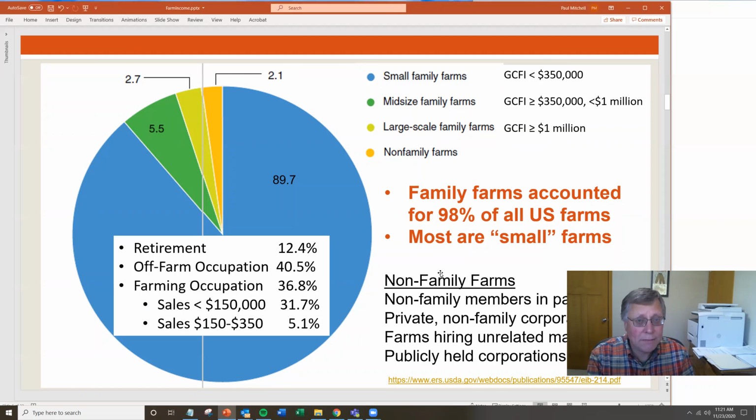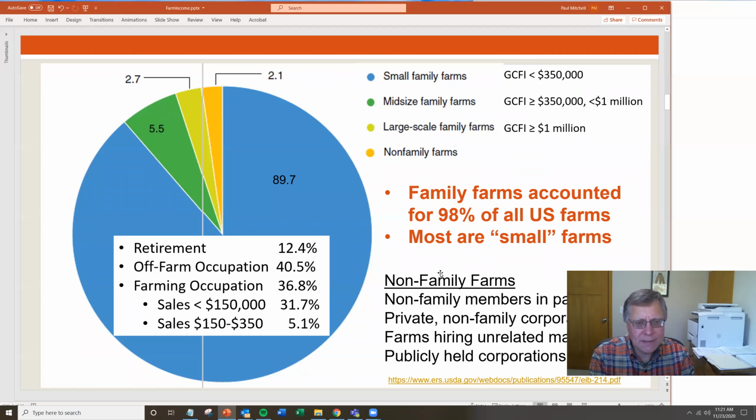32% of farms in the U.S. have sales less than $150,000. Then there's another category of farming occupation farms between $150,000 and $350,000, with 5% of farms. That is the last category of the 90% of farms that are small family farms. So quite a few farms fall into that blue part of the pie, under small farms, and they consider themselves full-time farmers.